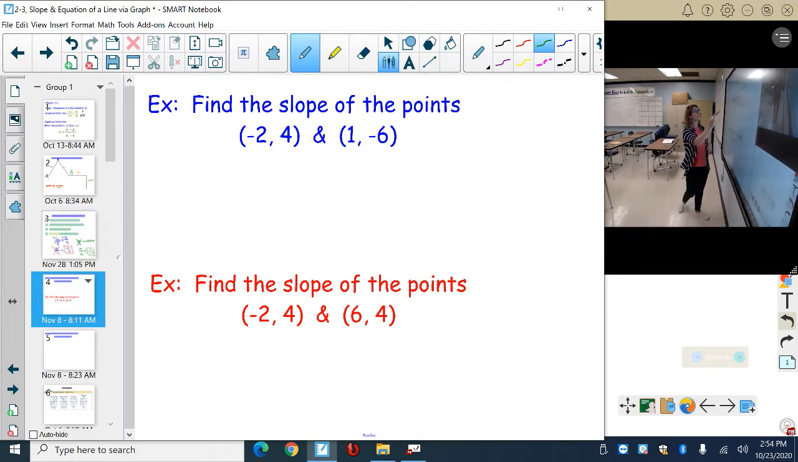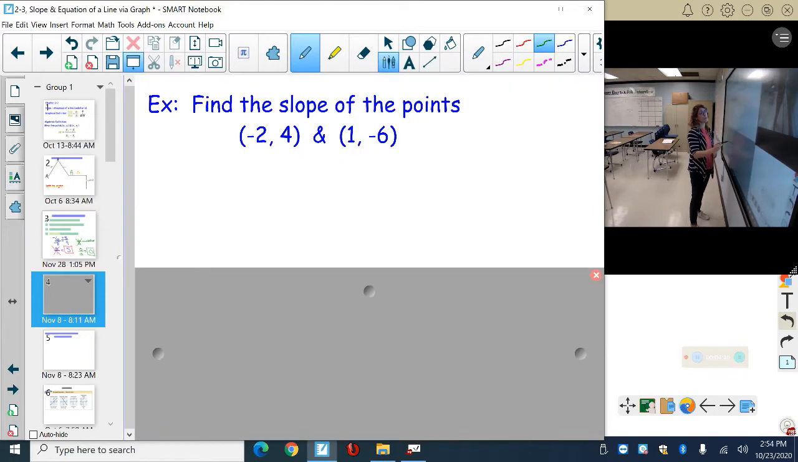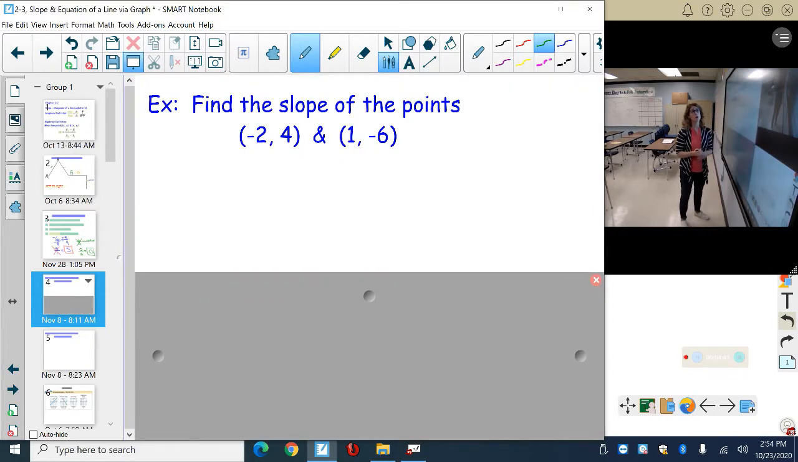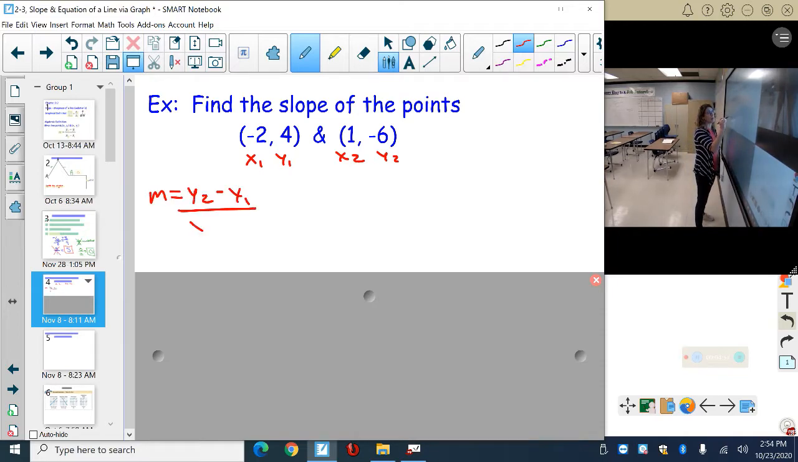Let's start. The very first thing we're going to do is find the slope of this one right here. Find the slope of the points. Step 1 is to label x1, y1, x2, y2. It doesn't matter which one you label x1, y1. It just matters that you label. Step 2, write the slope formula. Step 3, plug and chug.